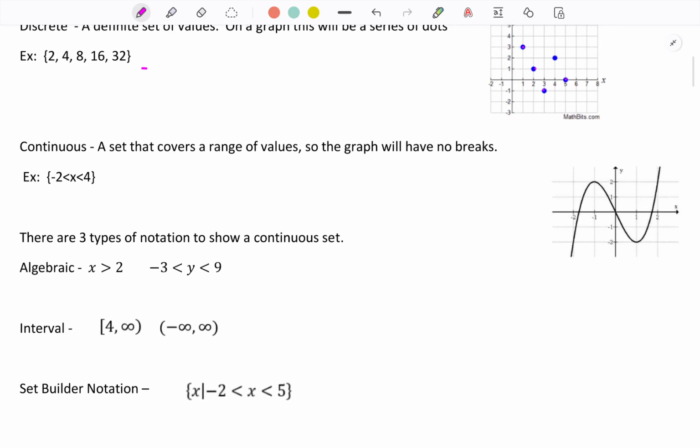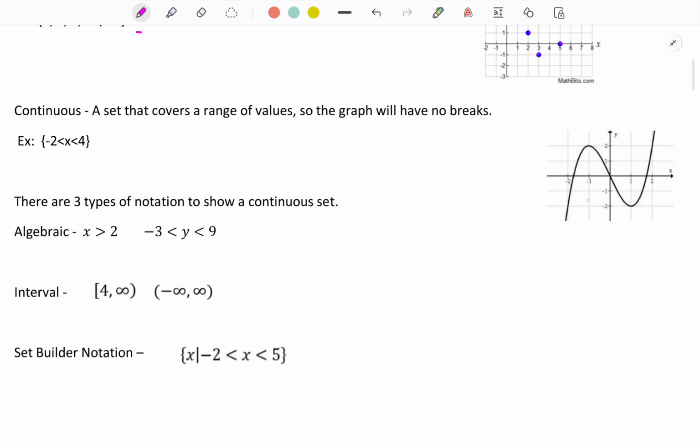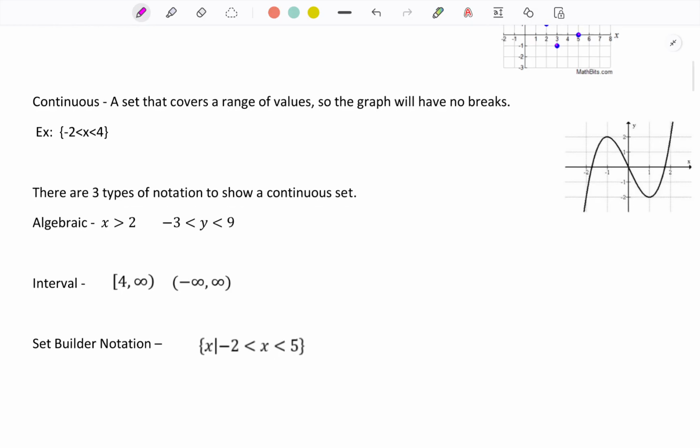Now, a continuous set is going to cover a range of values. That is like -2 is less than x, which is less than 4, because it's going to cover everything between -2 and 4. On the graph, you are going to have little to no breaks. You're not going to have dots. Even if you do have a break in the graph, you have to account for those missing values in your notation.